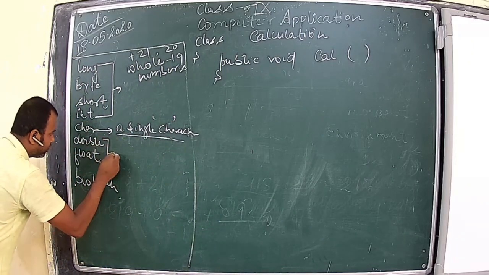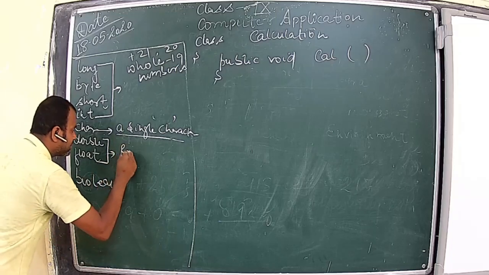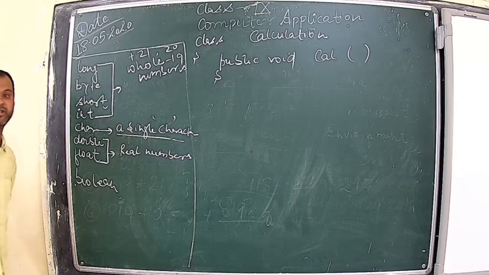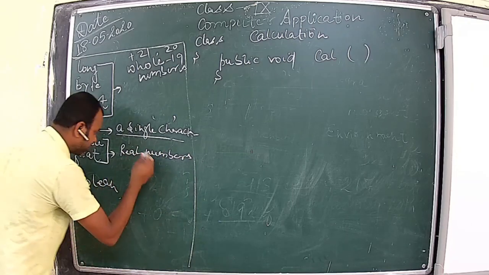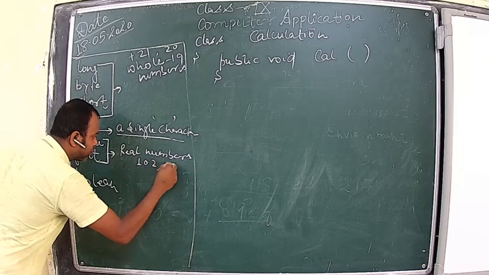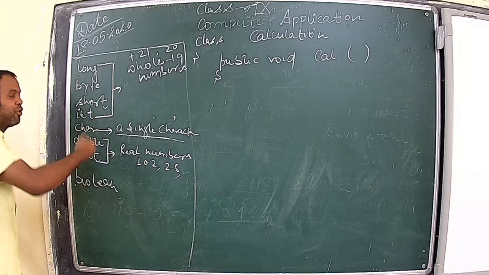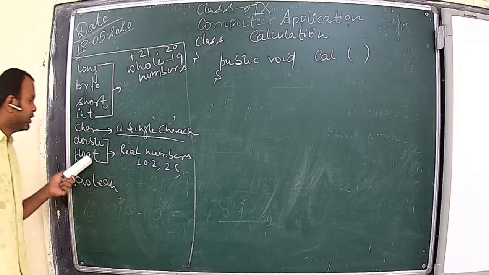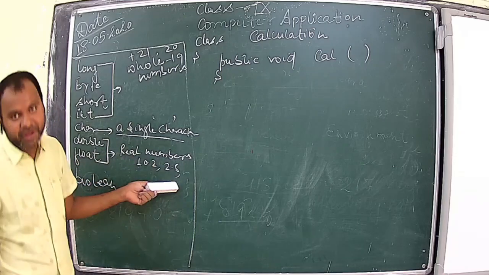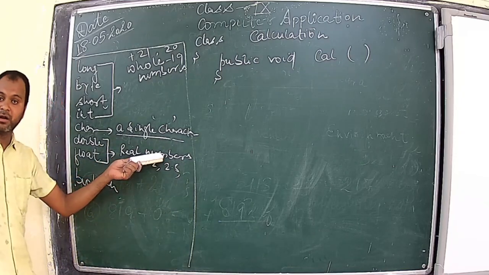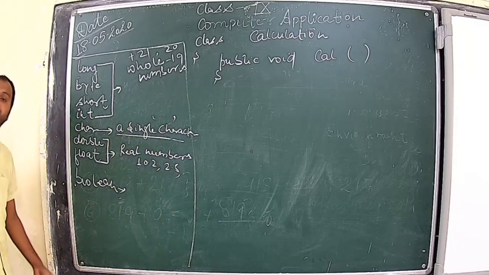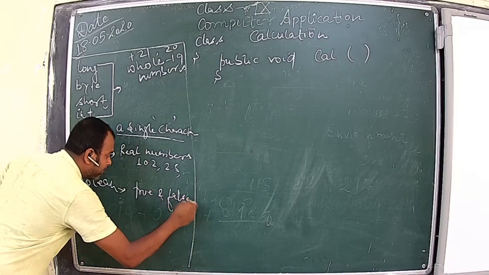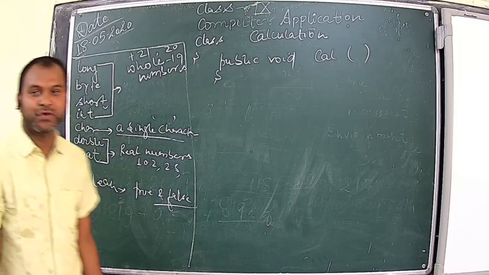Now these two will be used for real numbers. In mathematics we say decimal numbers, like 10.2, 2.5, and depending upon their storage capacity, the decimal precision would be different for these two. So these two would be used for storing real numbers. And Boolean stores only true and false.